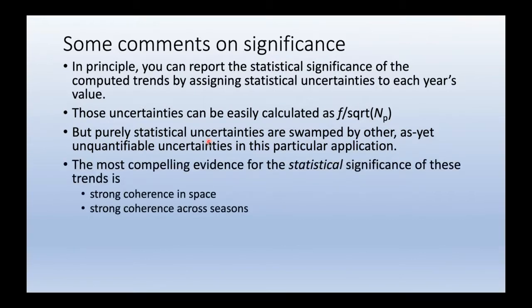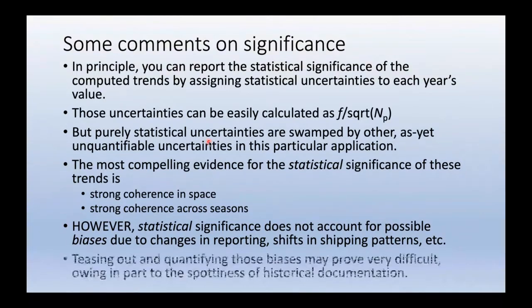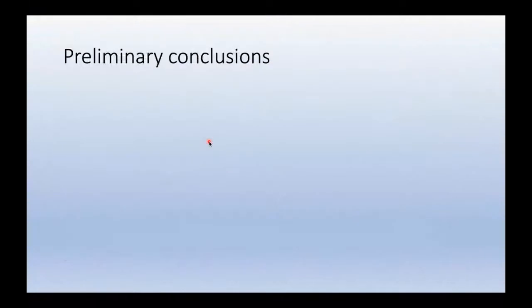The compelling evidence that I think these are statistically significant trends is, again, the strong coherence in space and the strong coherence across seasons. But we can't rule out that there are other biases that I haven't identified yet that relate somehow to reporting shifts, shifts in shipping patterns, or whatever. And it's a major can of worms to dig into that and try to figure out what's going on, especially since the historical documentation for synoptic weather reports is not very detailed and kind of hard to track down.